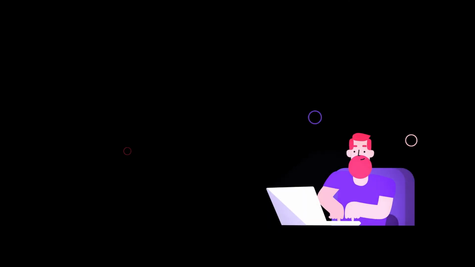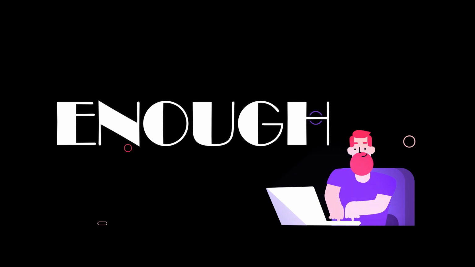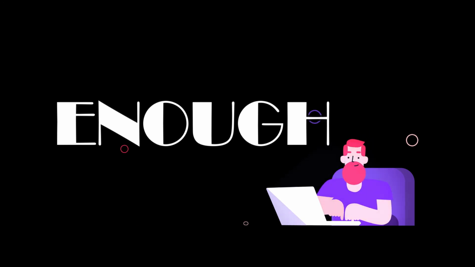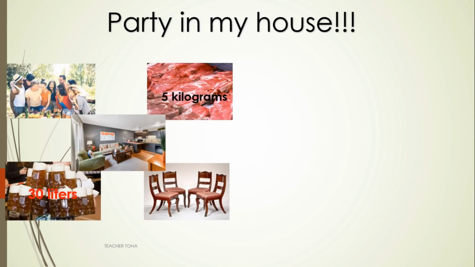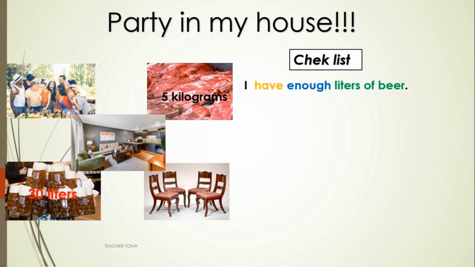Now let's continue with enough. How do we use it? Well, we have this type of example. We have a party at my house and a lot of examples here, right? Firstly, we have different pictures that we have to describe. What can we see in the picture? We have a checklist, friends, and 30 liters of a liquid, it could be beer, and it says, I have enough liters of beer. Or we can say, kids, I have enough meat for everyone.